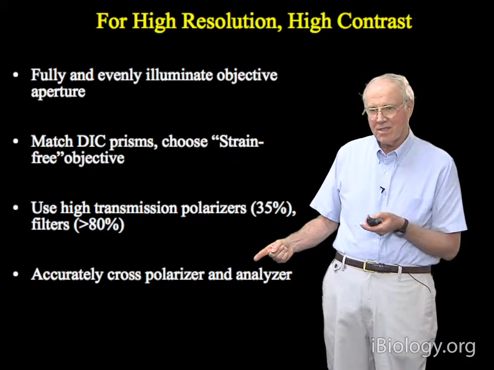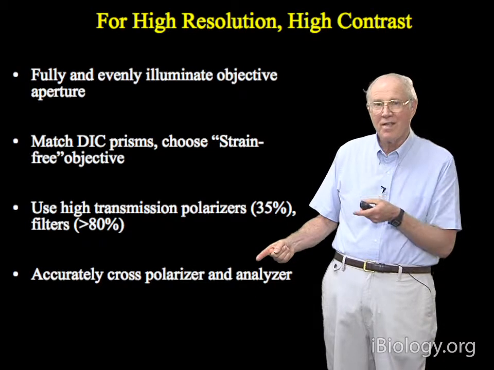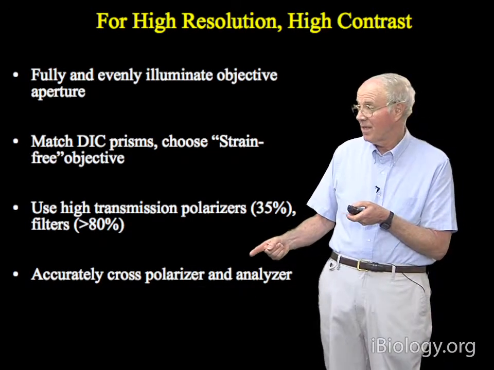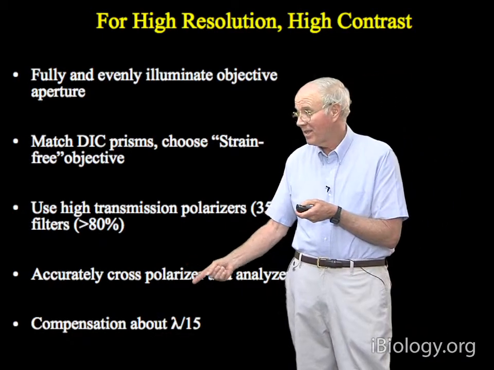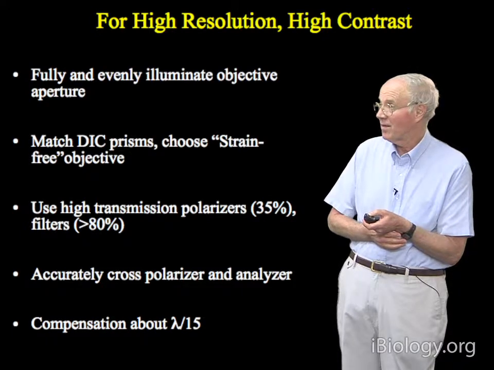A lot of people don't pay attention to that, and the manufacturers are off by just a little bit of where they have the lines marked. And that can make a big difference in the noise in the background. And as I mentioned, about 1/15 of a wavelength turns out to be a good bias compensation.